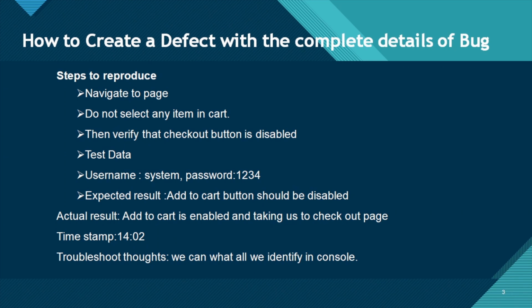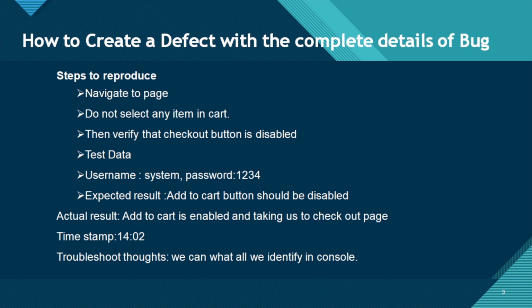So here we'll discuss the steps to reproduce it. We need to navigate to the page of whatever application we are working on, and as an example I have given an e-commerce website. Whatever we are shopping for, we will select an item in the cart. So if I click any item, and after that it is in our cart, then we'll verify the checkout button. After selecting that cart item, only then will the button be enabled. If not, then it will be disabled.